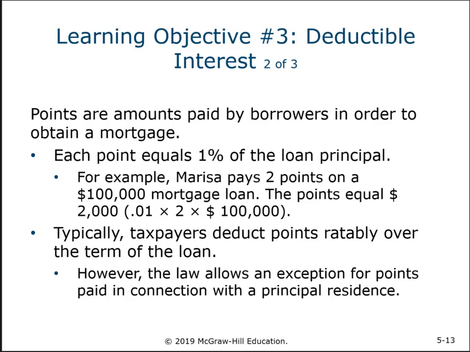That is a very typical thing, and if that's the case, then you can deduct it all up front, only if it's a principal residence. Okay, rental house, no. Okay, business property, no. But if it is your principal residence, then you can deduct it all at once. That can be a huge benefit in the year that you take out the loan, if you buy points.